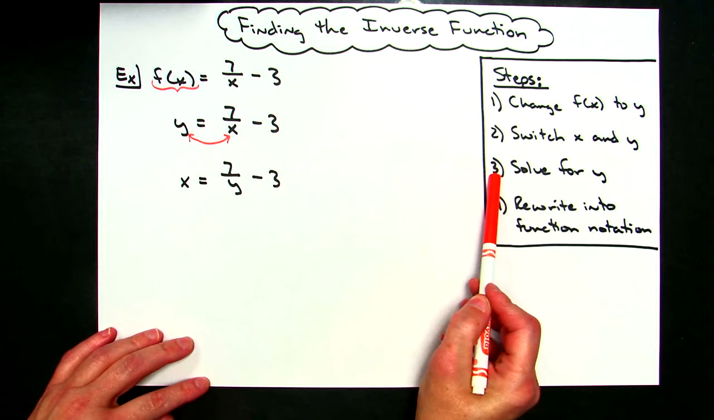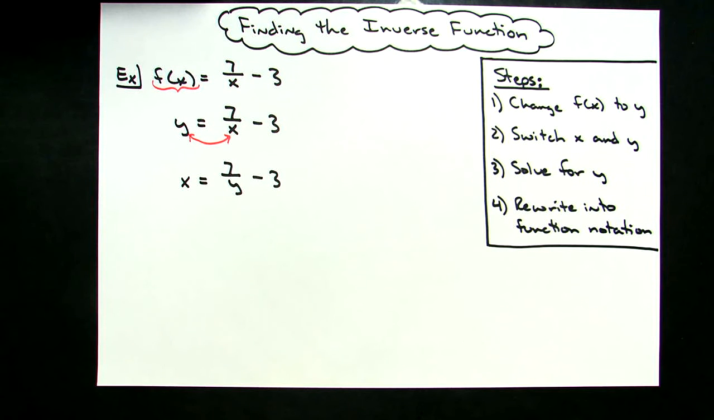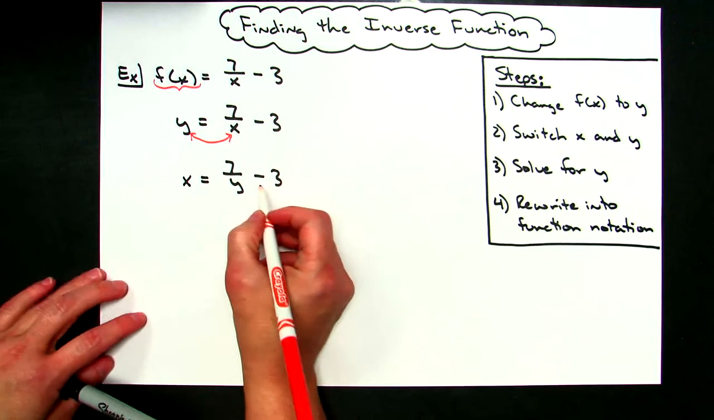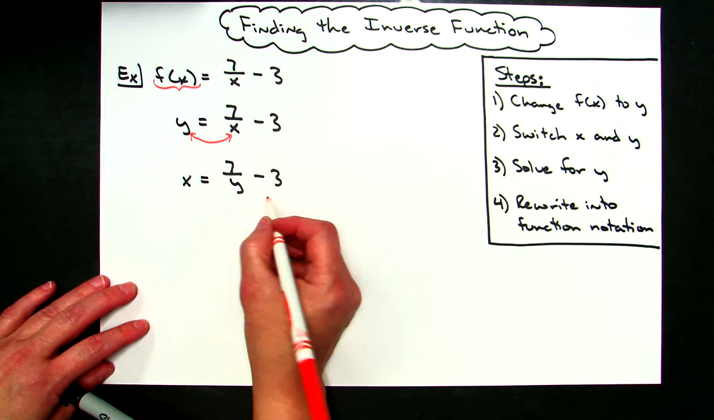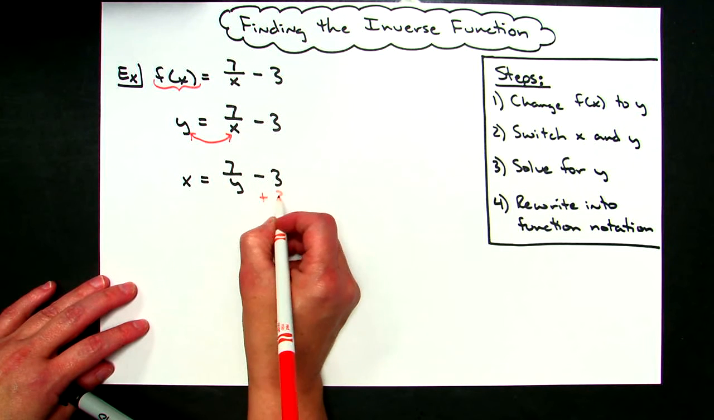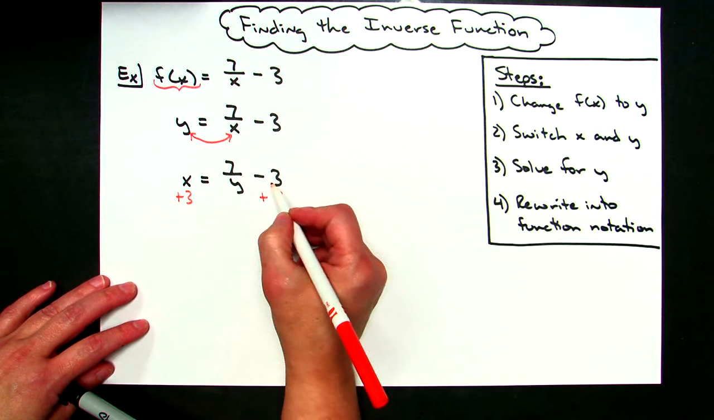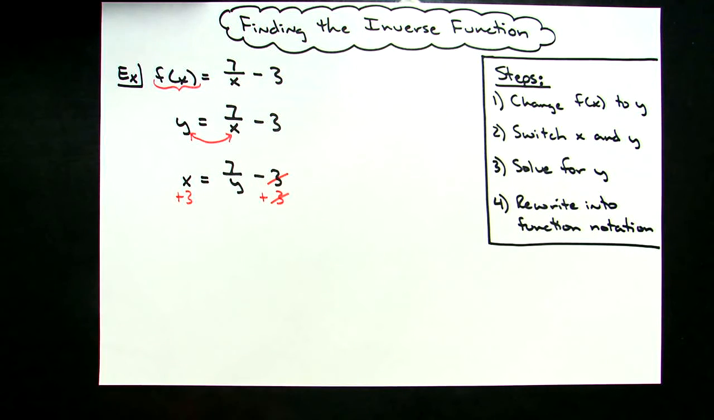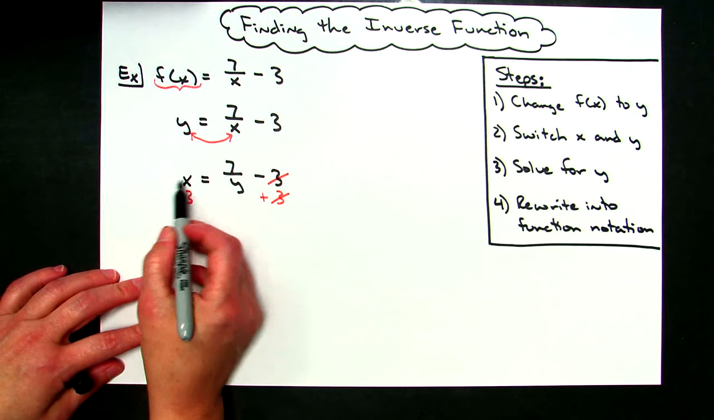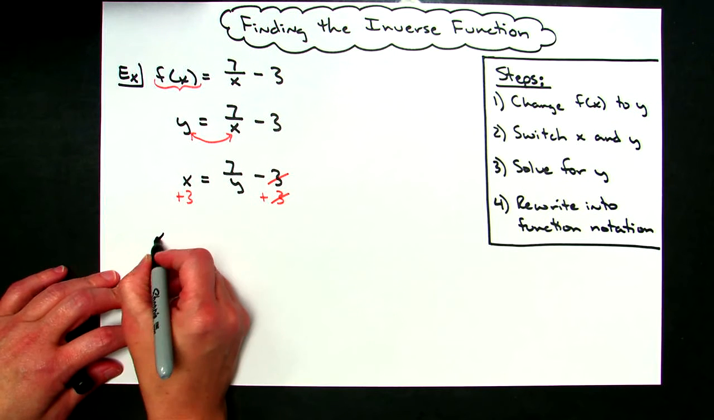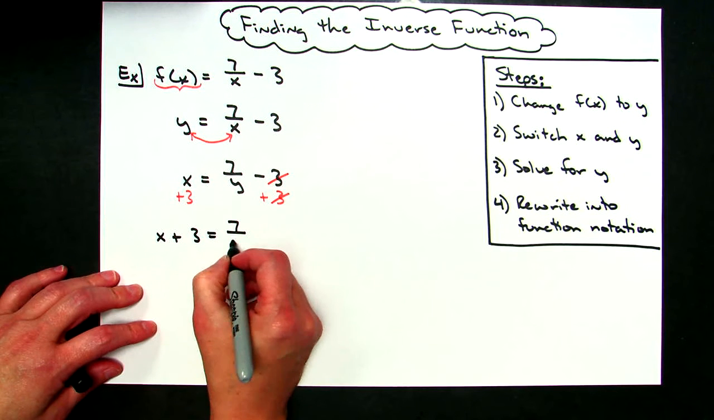Step 3 takes a little bit of effort because it now says solve for y. So I'm going to go through this equation and attempt to solve for y. First thing I want to do is isolate the 3, get the 3 over to the other side. It says minus 3. Doing the opposite of that would be adding 3 over there, and then adding 3 on the left-hand side as well. The 3's on the right-hand side are going to cross out. When I write the next line, I want to clean this up a little bit. I'm going to go x plus 3 equals 7 over y.